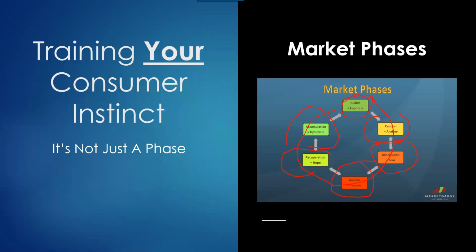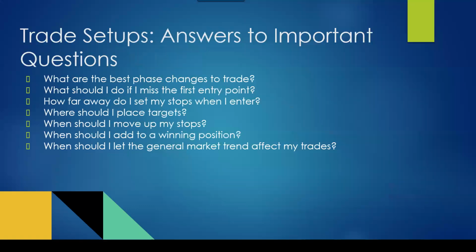How we measure and determine these phases, that's what we're going to look at when we go live to the market. So these are some of the questions that I want you to think about as I go through. What would you consider, or what would I consider, to be the best phase change to trade? Everybody's got their favorites. I have mine. What should you do? Let's say you miss the first entry point on a phase. What could you do as a result of that?